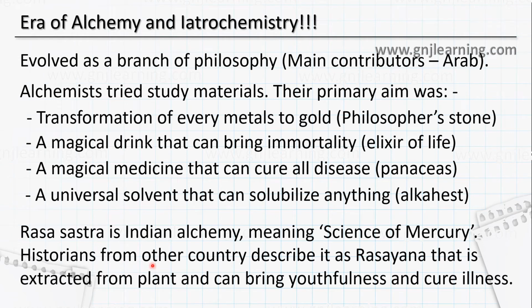In India, Indian alchemy is called Rasa Sastra, and some foreign visitors or foreign historians who came to our country recorded it as the science of mercury, because in those days Indian alchemists were mainly concentrating on the study of mercury and its compounds. Historians from other countries described rasayana as chemicals extracted from plants, and these plant extracts bring youthfulness and cure illness. This is what is reported by the historians.